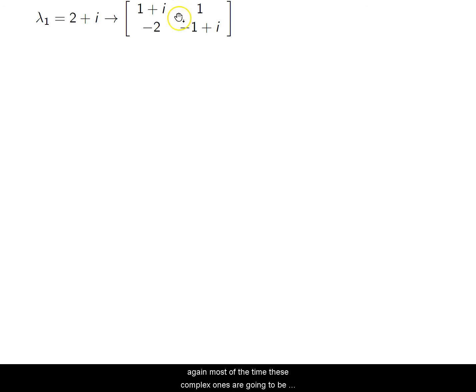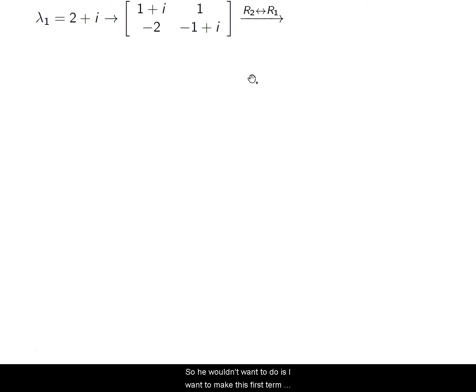Again, most of the time these complex ones are going to be given from 2x2 matrices. They're kind of difficult in and of themselves, so doing this for the 3x3s can be very difficult. Not to say you're not going to have them for 3x3s, but for 2x2s, just do them by hand. Same for 3x3s, but it's much easier to do this by hand than it is to use your calculator.